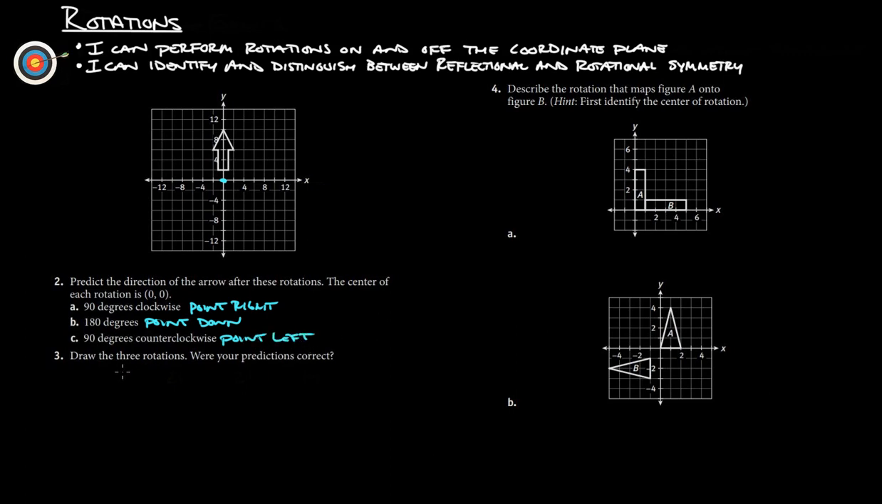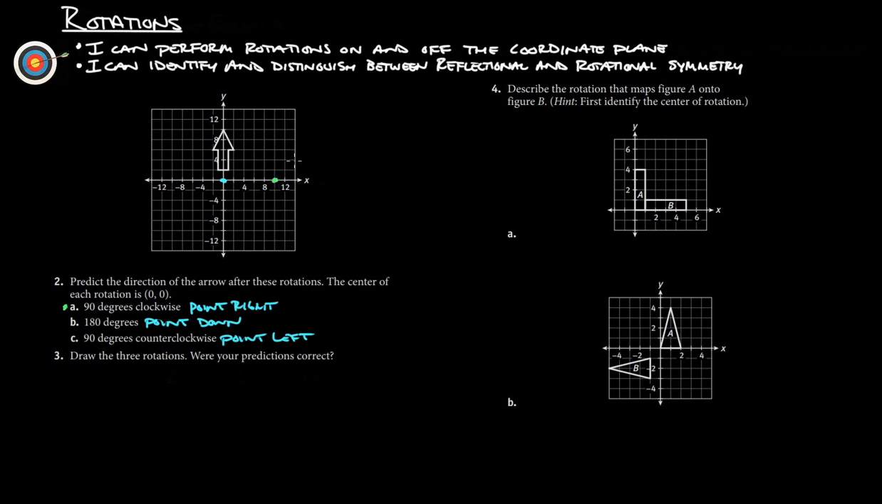Okay, now it says draw the 3 rotations. Were your predictions correct? Let's do this in some different colors so it'll be easier to tell. Let's do the 90 degrees clockwise right here. Let's try to make this as easy as we can. We know that this is going to point to the right. And this point up here is at 10, right? So that's going to be right here.